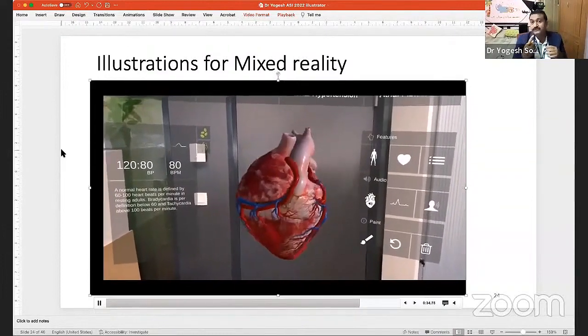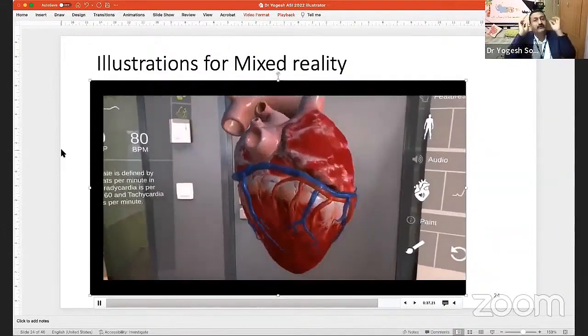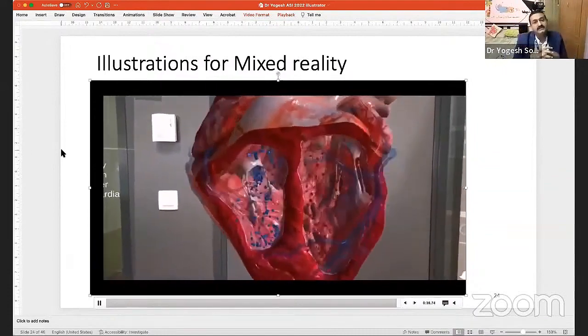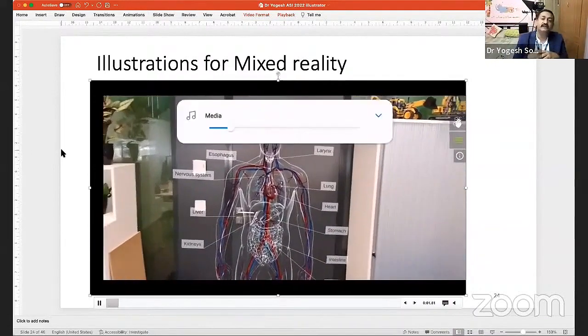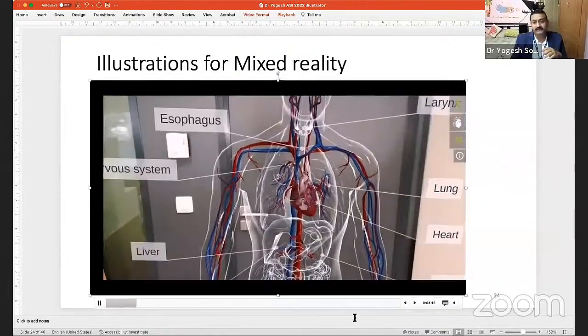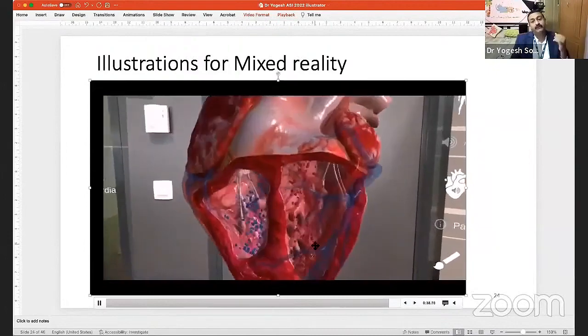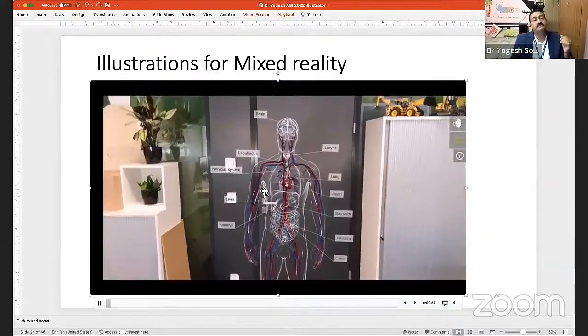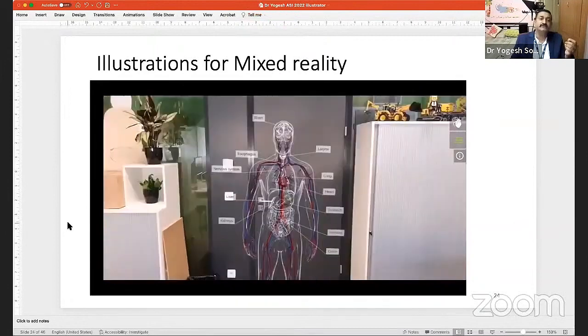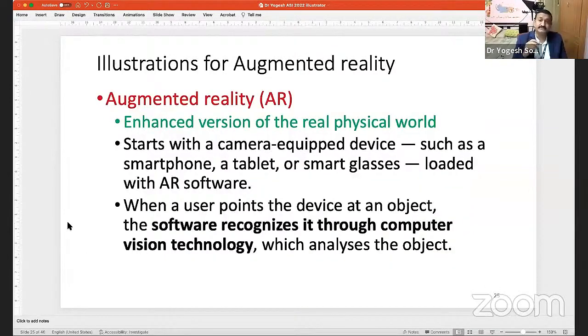No need of a book, no need of anything. Only wear one goggle or that HoloLens and it will be sufficient. We can see even the interior of that organ. The interior of the beating heart can also be seen in this figure. And the flowing blood vessels, the deoxygenated blood and oxygenated blood, those concepts can also be taught using these illustrations. I am not saying to implement all these things immediately, but this is the future. This is going to be the future of anatomy illustrations. Coming to augmented reality.